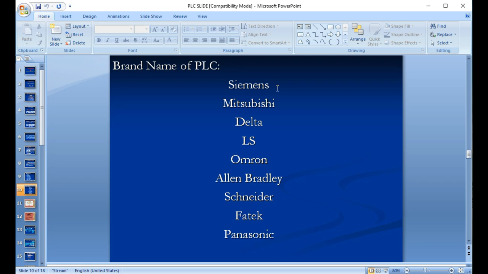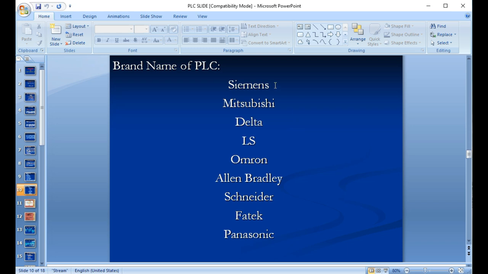When you choose, it's step by step. Siemens has multiple kinds of CPU. Mitsubishi has multiple kinds of CPU. Delta is also like that. LS too. So all kinds of PLC. This is the brand name only.